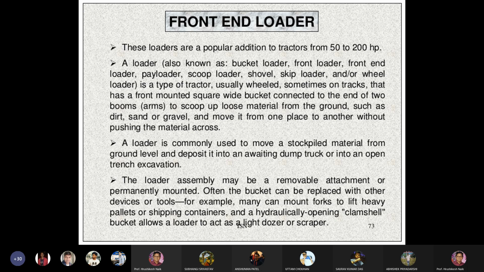A loader is commonly used to move stockpiled material from ground level and deposit it into an awaiting dump truck or into an open trench excavation. The loader assembly may be a removable attachment or permanently mounted. Often the bucket can be replaced with other devices or tools. For example, many can mount forks to lift heavy pallets or shipping containers, and a hydraulically opening clamshell bucket allows a loader to act as a light dozer or scraper. So this is all about the front end loader.